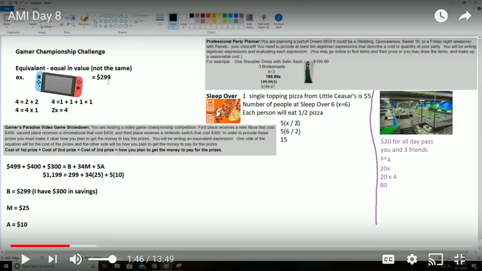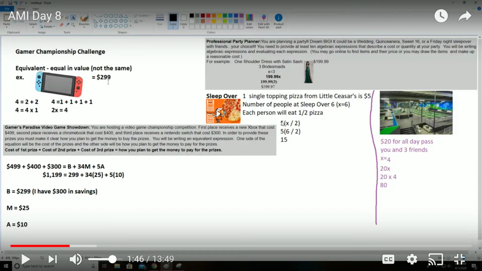I said each person was going to eat half a pizza. And so if you just cover up that 5 there, we said, okay, there's going to be 6 people at the sleepover, and each person's only going to eat half. Well, I know from my previous experience in math that anytime I want to cut something in half, I divide it by 2.